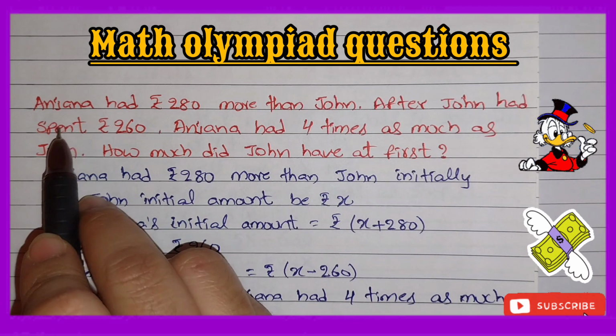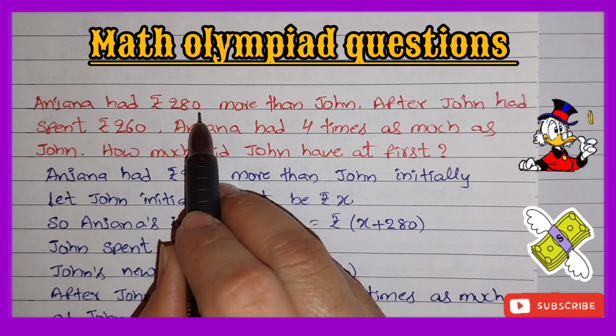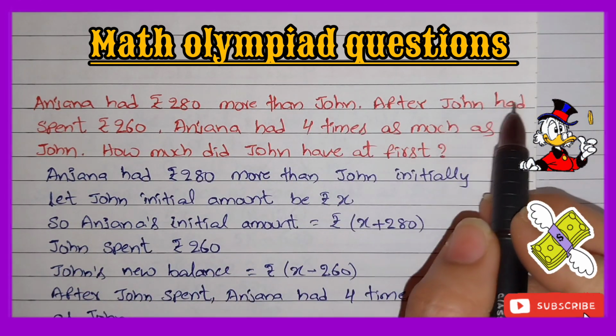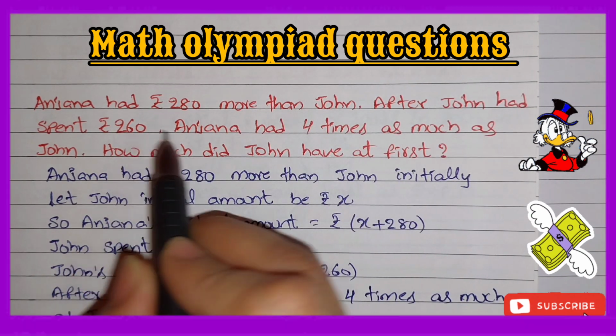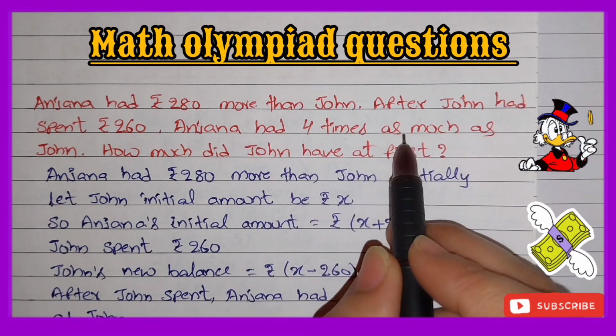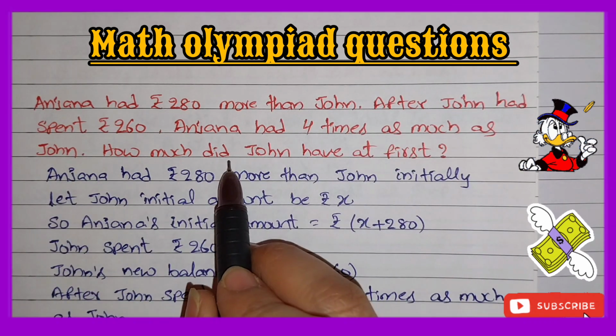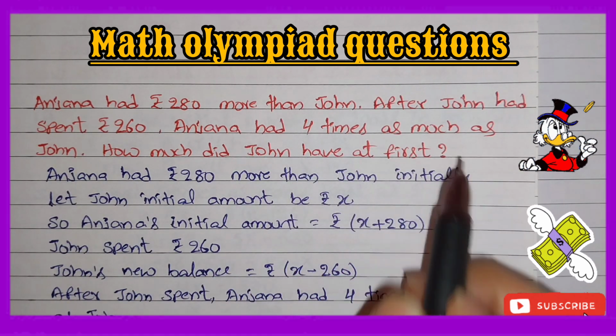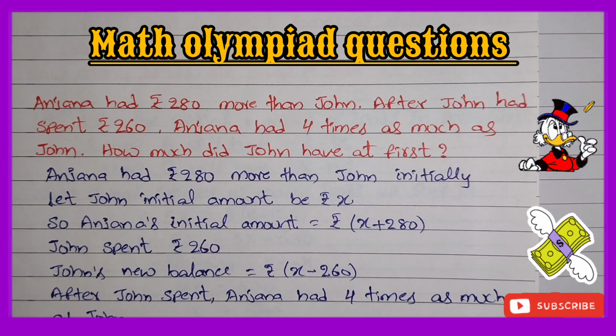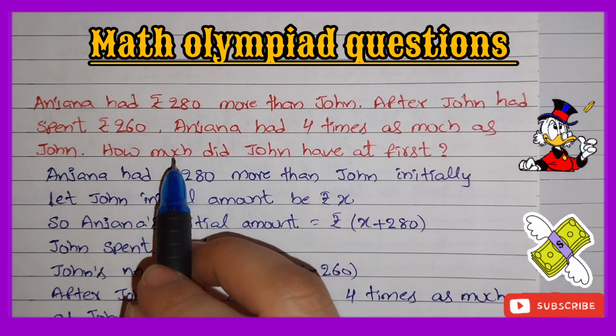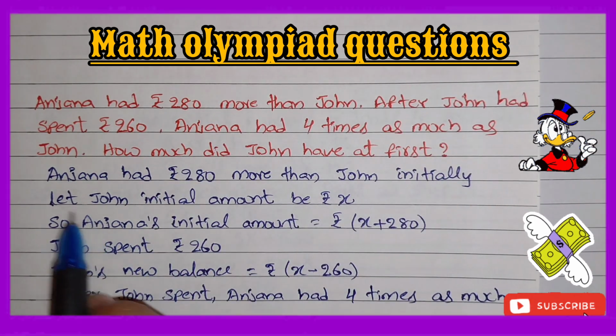The second question is: Anjana had 280 rupees more than John. After John spent 260 rupees, Anjana had 4 times as much as John. How much did John have at first? So we have to find how much John had at first. Let's see how to solve this problem.